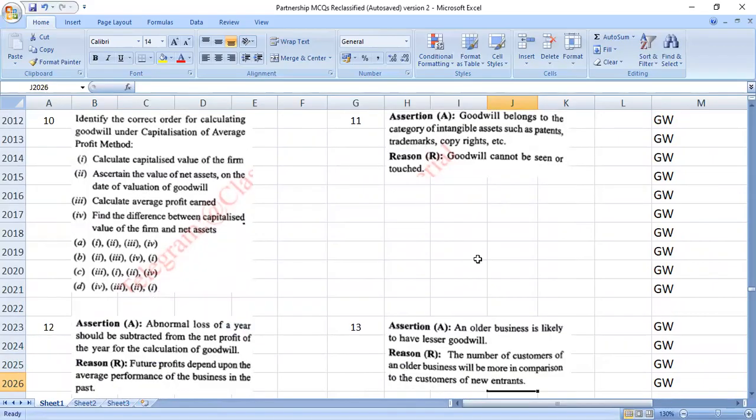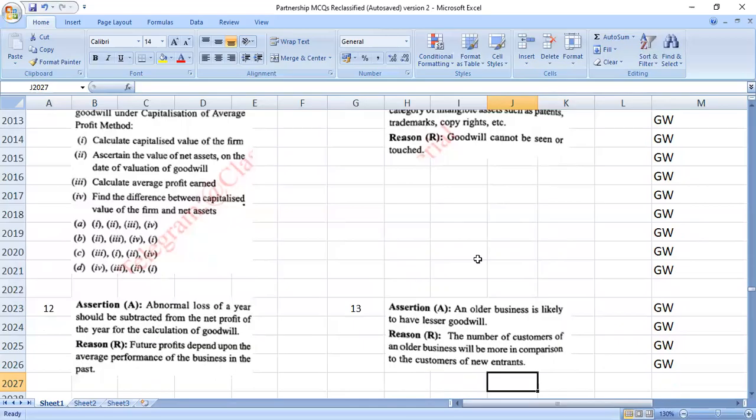Identify the correct order for calculating goodwill under capitalization of average profit. I'm going to skip it. No need doing it. Goodwill belongs to the category of intangible assets such as patents, trademarks, copyrights, etc. Goodwill cannot be seen or touched. That's true. Assertion and reason are both correct. And goodwill is an intangible asset because it cannot be seen or touched.